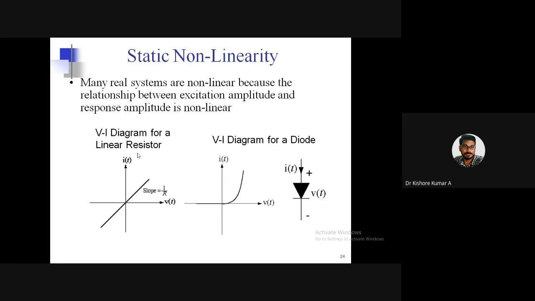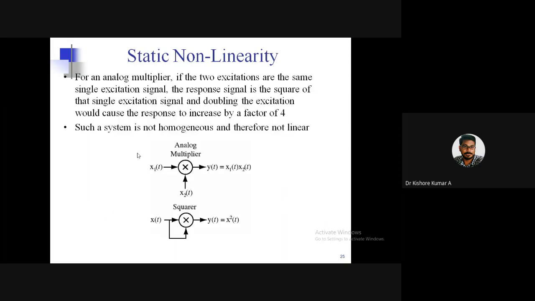But if you see the VI diagram for a diode, after some particular value of voltage, the current keeps on increasing. That is the VI diagram for a diode. And here, static non-linearity you need to determine for an analog multiplier. The diagram of the analog multiplier is given. See here x1 of t and x2 of t, it is an analog multiplier.